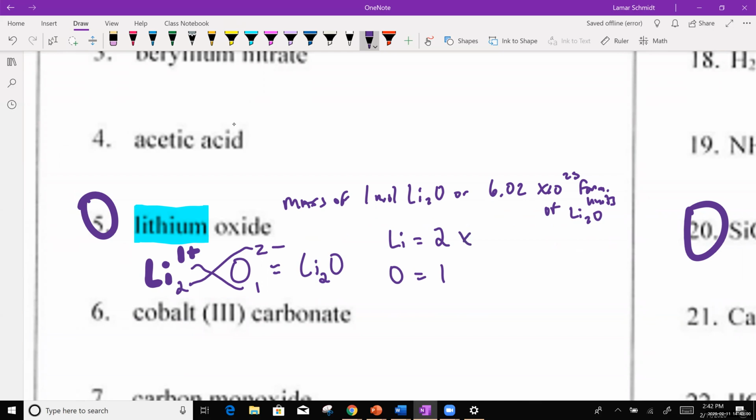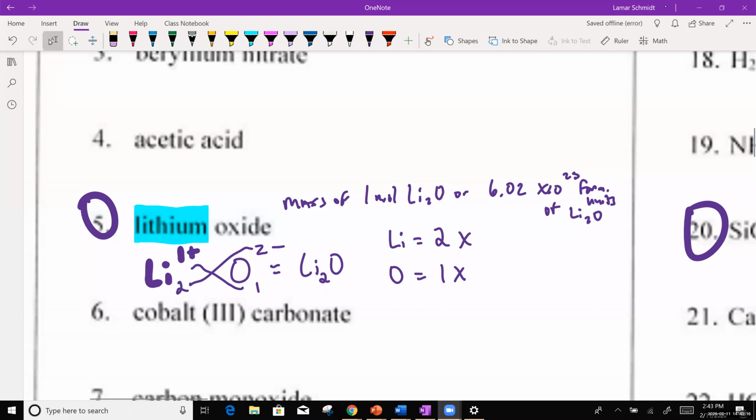Now go to your periodic table. Look at lithium. What is the mass that is given for lithium? Okay, so yes, you're right. Lithium is 6.941 grams per mole. And oxygen is what? We're looking that up? 15.999 grams per mole. And so you simply multiply.